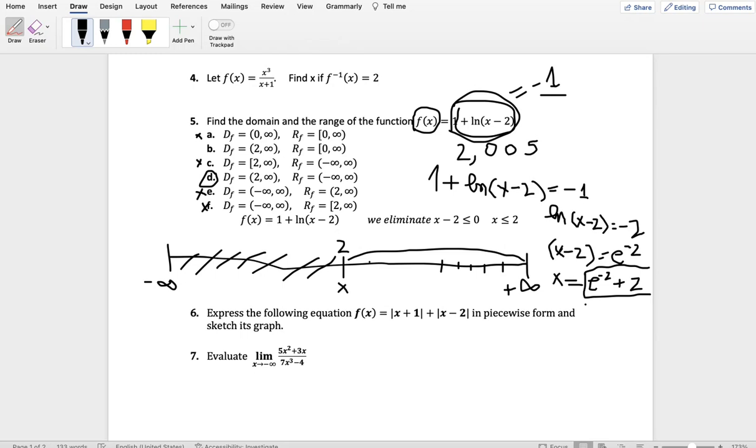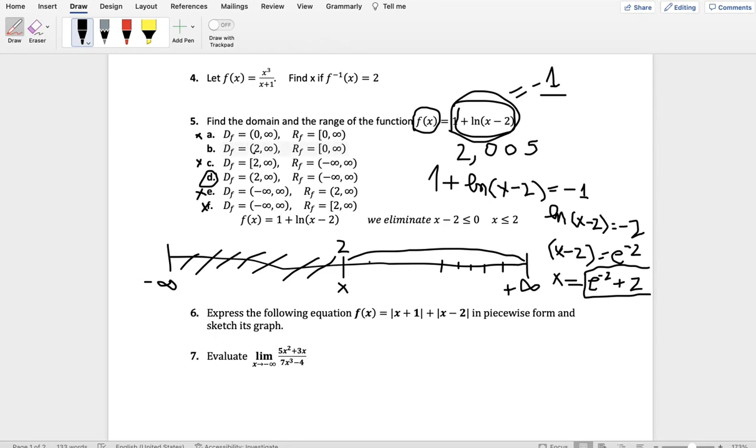Greater than 2. It's greater than 2, okay? So if it's greater than 2, then immediately you know it's part of the domain, because remember our domain, which is the set of all the values that x can be, has to be values that are greater than 2, strictly greater than 2. So if you take 2 plus e to the minus 2, that is greater than 2.